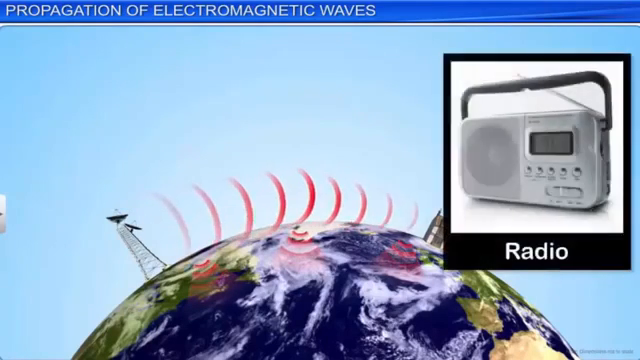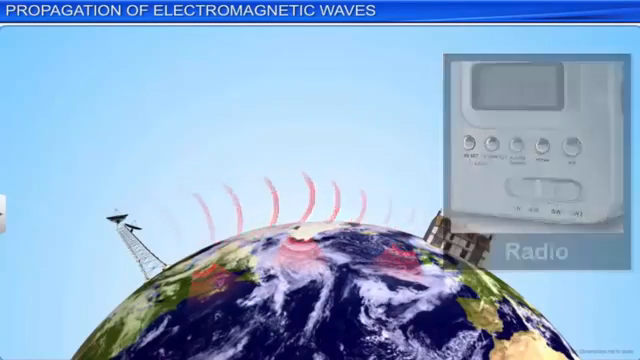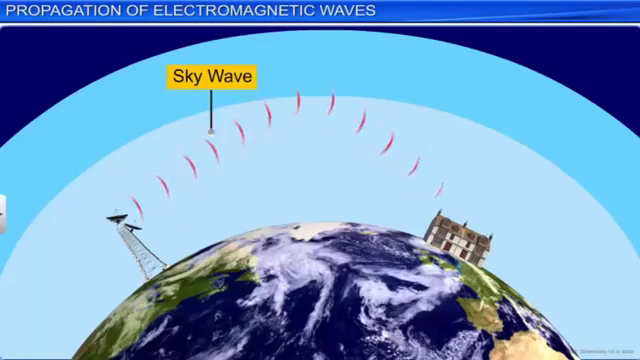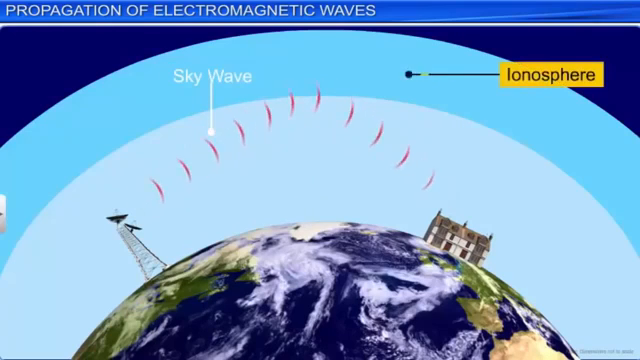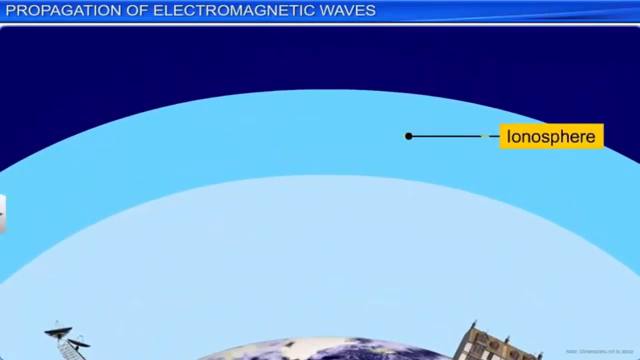Signals with frequencies ranging from a few megahertz up to 30 megahertz propagate as sky waves. Signals traveling as sky waves from a transmitter are reflected back to a receiver from a layer of our atmosphere called the ionosphere. Ionosphere is formed due to ionization of air molecules by ultraviolet radiation coming from the sun. This layer extends from around 65 kilometers to 400 kilometers above the Earth.